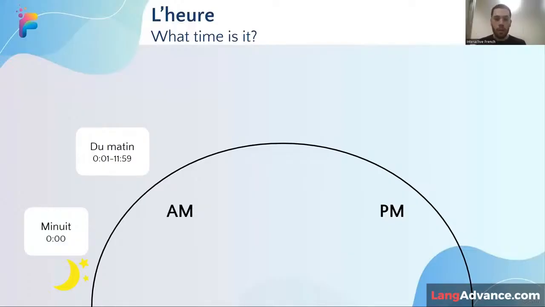Now, in the morning, that would be du matin. So if it's 1 a.m., 1 in the morning, you can say il est 1h du matin. Il est 3h du matin. Il est 8h du matin. Il est 11h du matin. And so on. So du matin is in the morning.